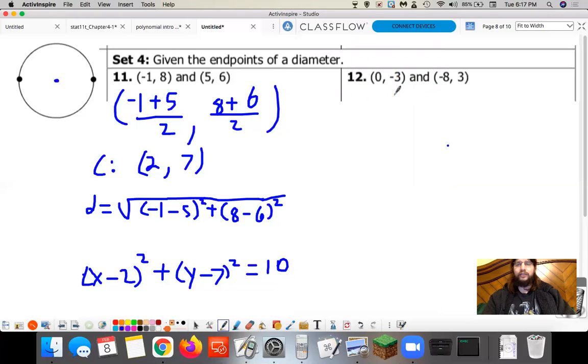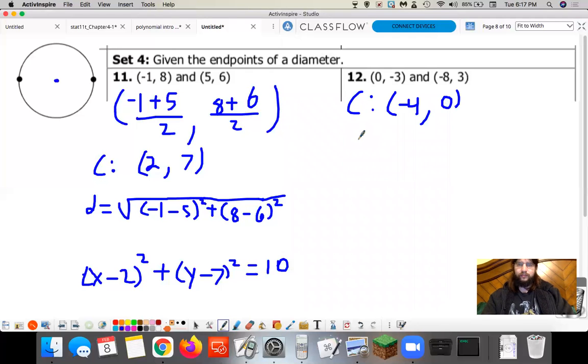So again, we're going to average these. So that center is going to be at (-4, 0). I added those up, I got -8 divided by 2 is -4. 0 divided by 2 is 0.